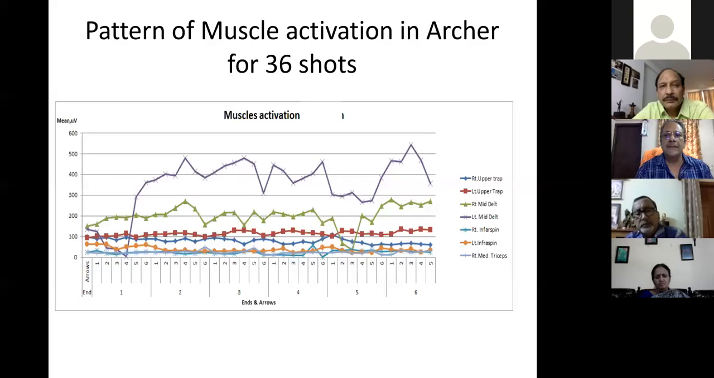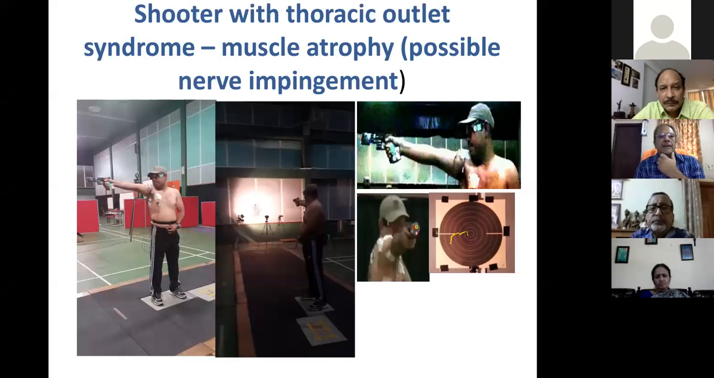Now another accuracy sport. This is actually a shooter with thoracic outlet syndrome. This shooter has 20 years of experience in shooting. So in our biomechanics lab, we set this up: we made him stand on a force plate, and EMG was again fixed on various important muscles. And the target was kept over here.